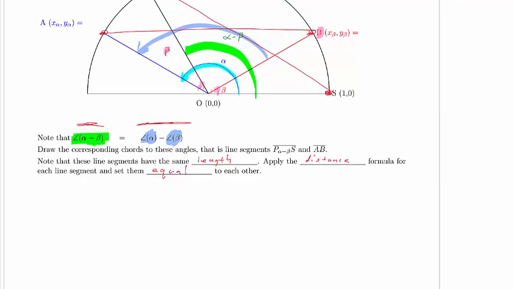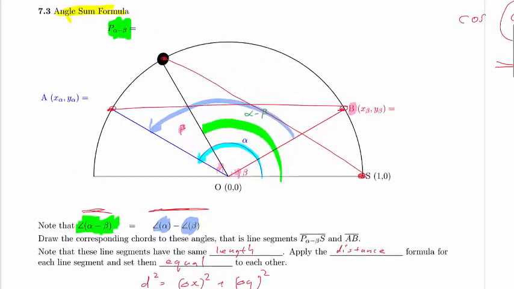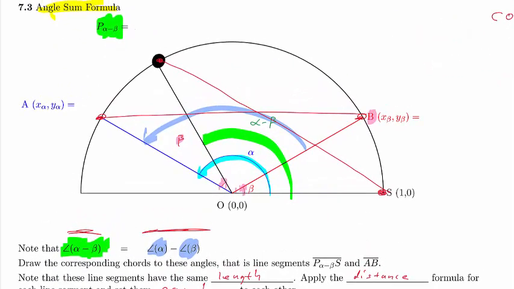So we're going to apply the distance formula. Now remember, the distance formula is simply d squared equals the change in x squared plus the change in y squared. We want to set the lengths of these chords equal to each other. Now note that to find delta x and delta y, we need to have x and y coordinates. So let's go back to this picture and figure out what the x and y coordinates are.